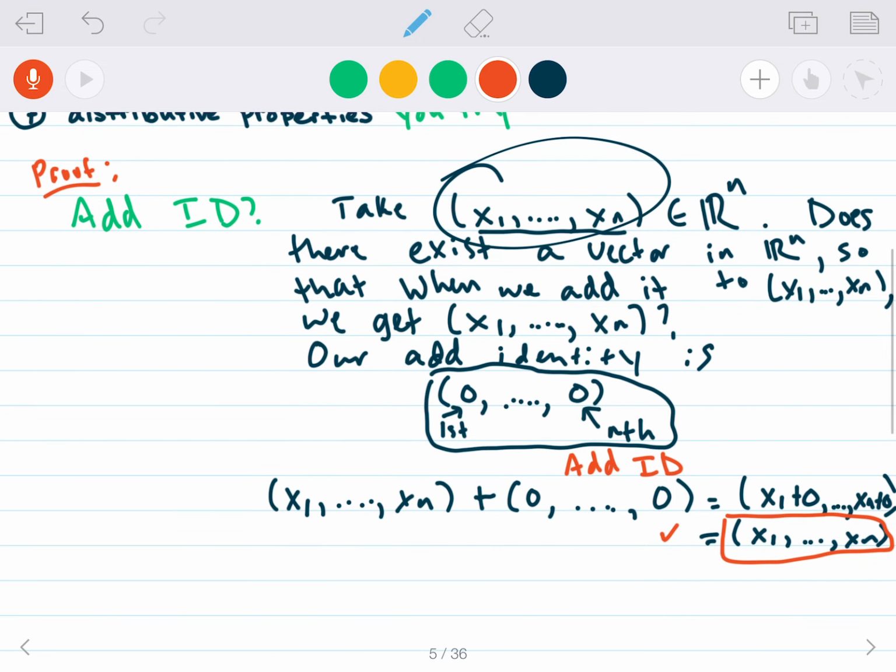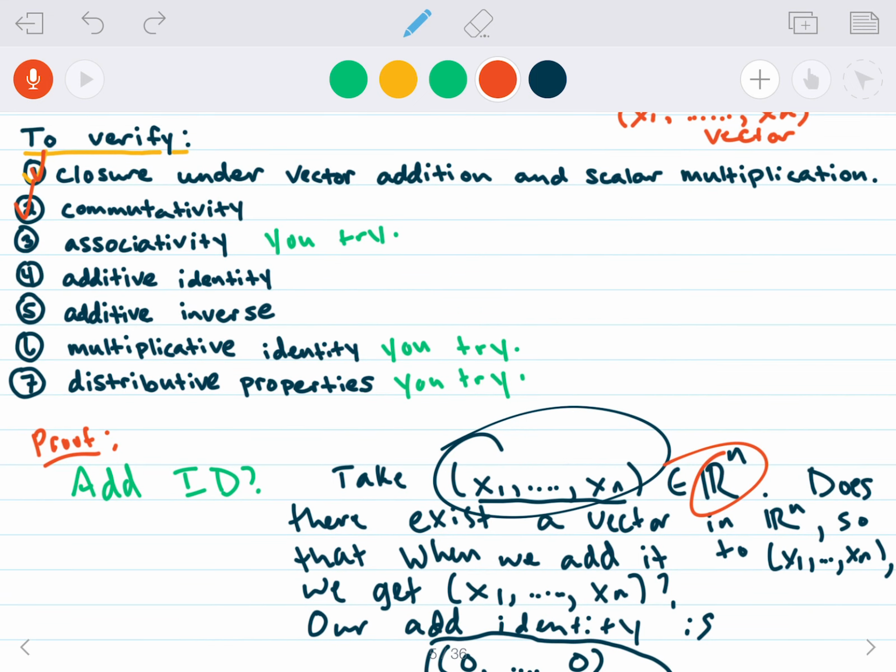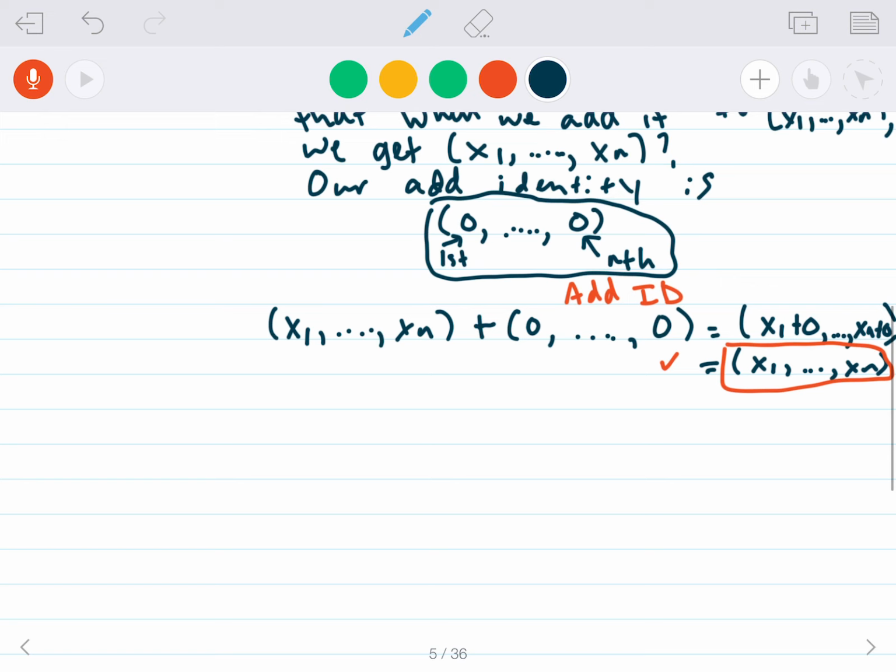And why does it exist? Because zeros are real numbers. We have a list of n zeros. That's definitely in Rn, for sure. Okay, so that's taken care of. Last one I'm going to verify for you guys is the additive inverse.